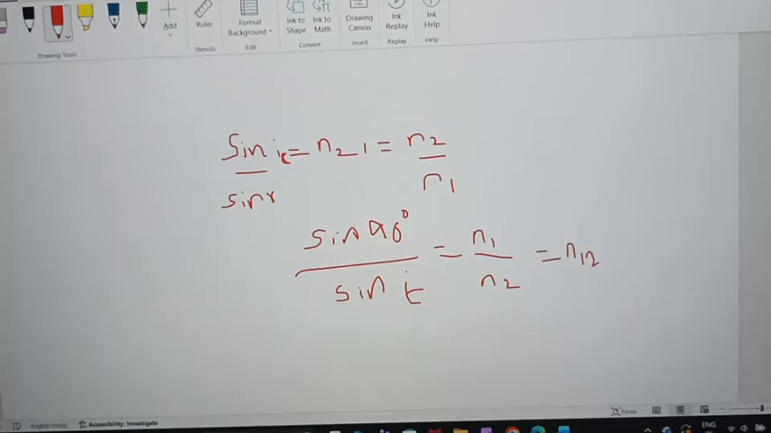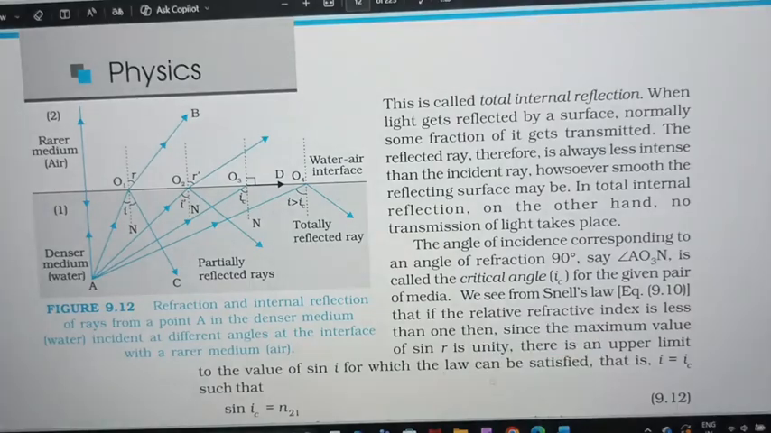n2 by n1 is n21, so n1 by n2 will be n12, and we all know sine 90 degree, what is the value for it? It is 1. So 1 upon sine IC is equal to n12. This is the formula. Or you can write it in another way. n21 will be equal to sine IC, just taking the inverse. Both of these formulas can be used when you get to know that there is a critical angle. That is what is written here.